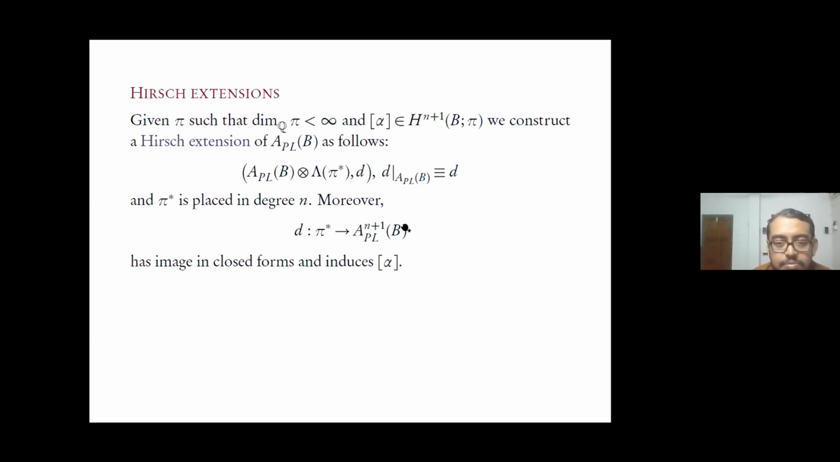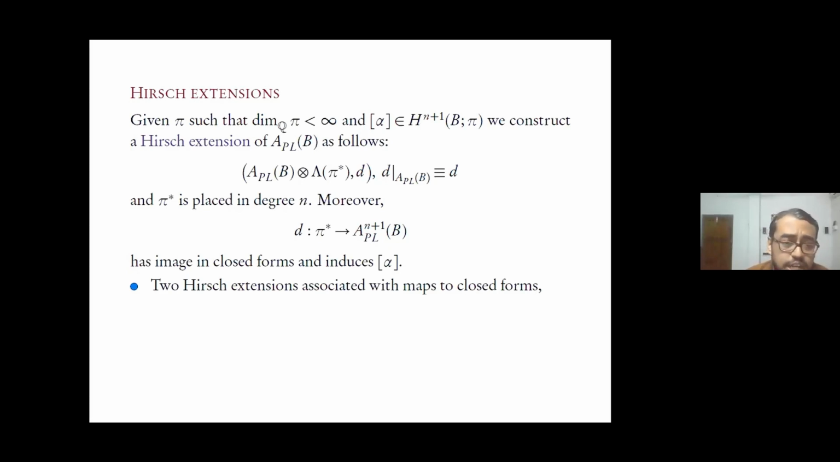So once it's a closed form, it induces an element in H^{n+1} of B. Remember, A_PL(B) is quasi-isomorphic, so A_PL(B) computes the cohomology of B, right? So whatever this map is, it induces the same cohomology class as that of alpha. So once we have such data, we can construct such a CDGA, and this is called a Hirsch extension of the original CDGA A_PL(B), all right?